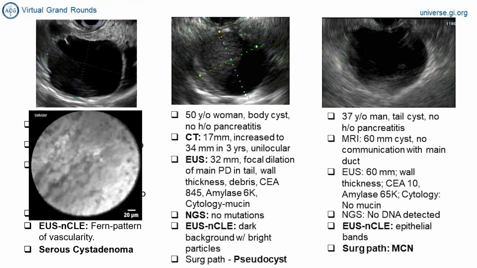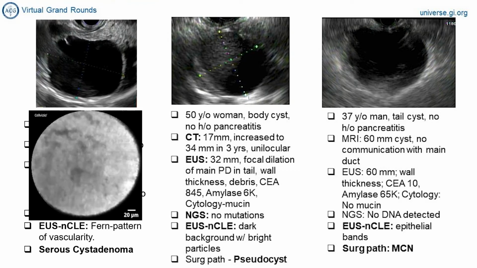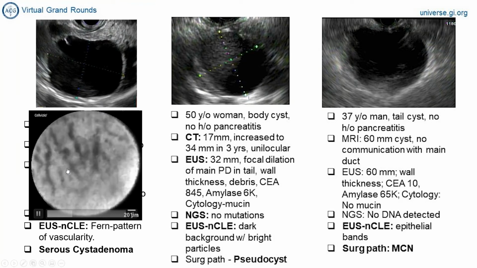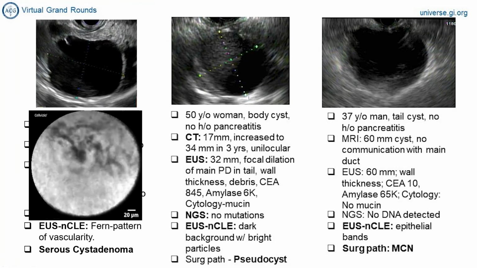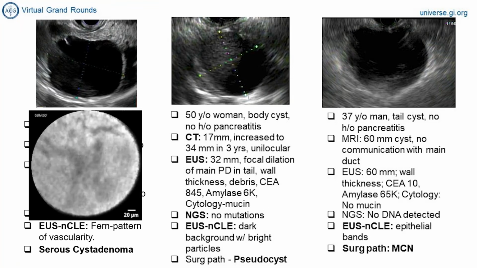Endomicroscopy showed these images, which are characteristic of serous adenoma, the so-called fern pattern of vascularity. As you see in this video, you see multiple blood vessels which run parallel from another major or bigger blood vessel, what we call a superficial vascular network. This is diagnostic of serous adenoma.